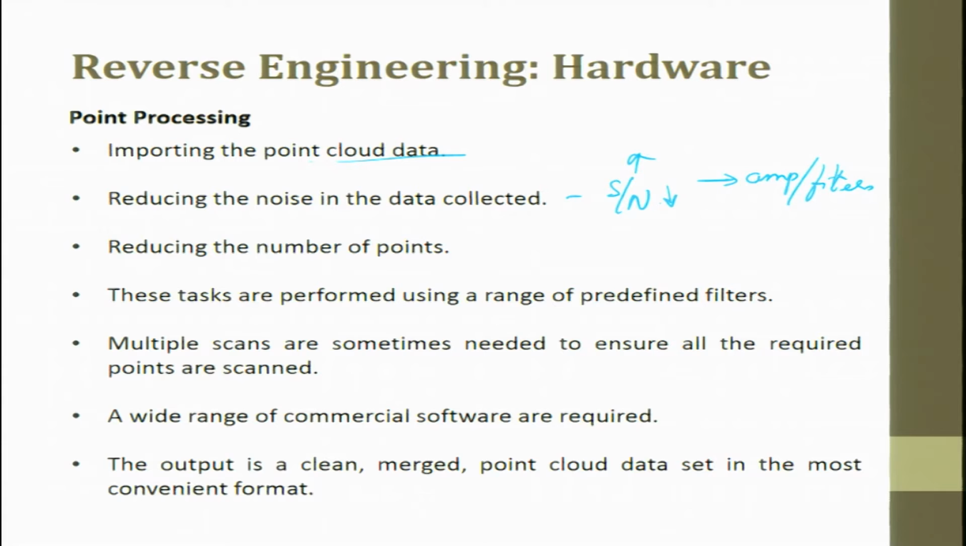Reduce the number of points. These tasks are performed using a range of predefined filters. Multiple scans are sometimes needed to ensure all the acquired points are scanned, so you scribe it two or three times to make sure all the data points are captured. A wide range of commercial software is available today. The output is a clean, merged point cloud data set, which is the most convenient form.